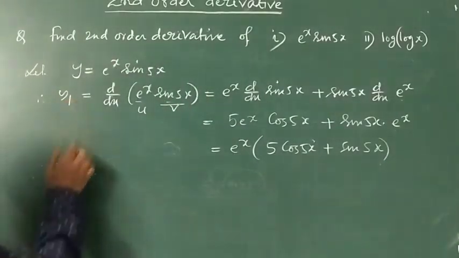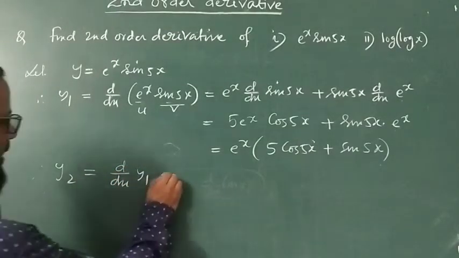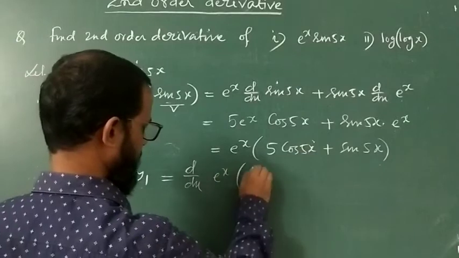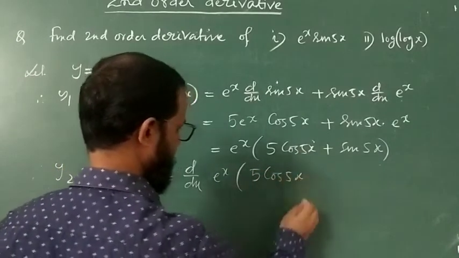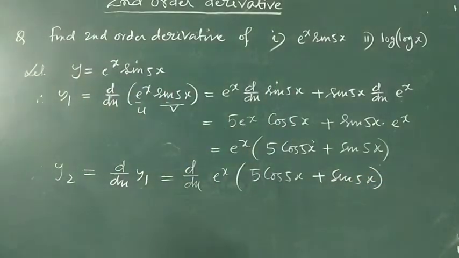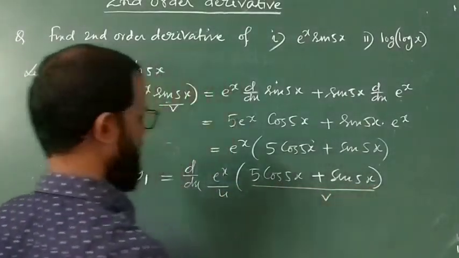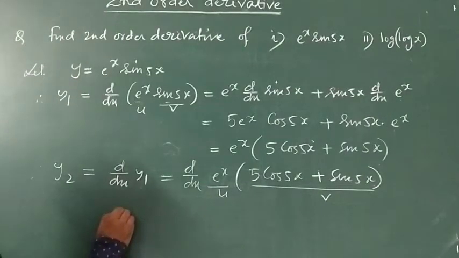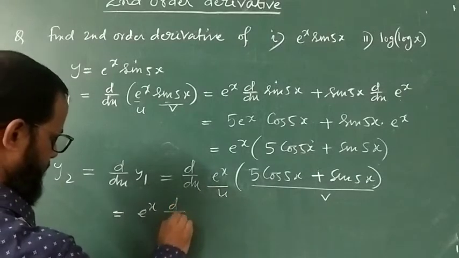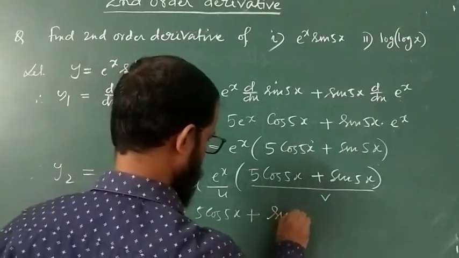So y2 means d dx of y1. And d dx of y1, this is the y1: e to the power x into 5 cos 5x plus sin 5x. Now again use the product rule. This is your suppose u and you consider this function as b. You will get first function e to the power x into d dx of 5 cos 5x plus sin 5x.